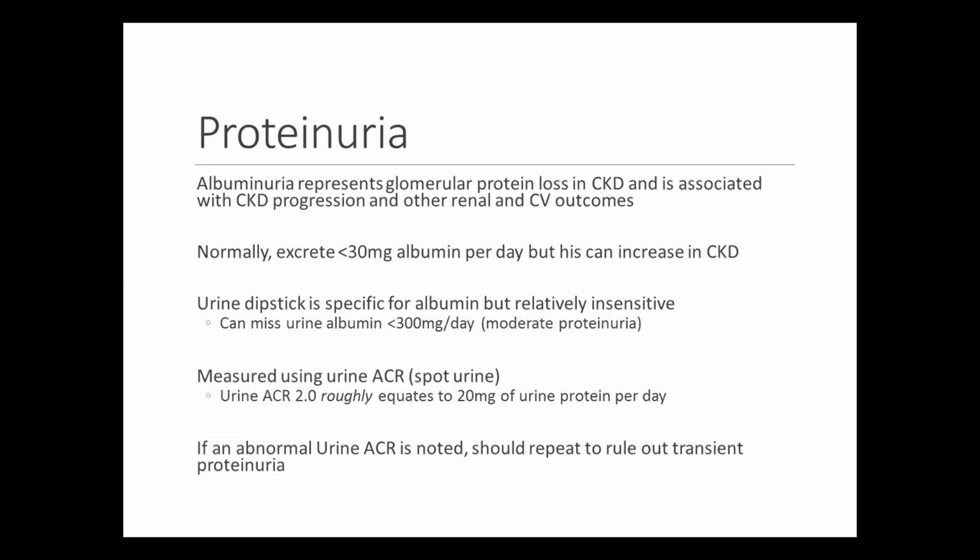I will say that if you note an abnormal urine ACR, you should repeat it once or twice to rule out any evidence of transient proteinuria. And transient proteinuria is common and can happen in episodes or at times of significant elevation in blood pressure, strenuous exercise, fevers, urinary tract infections, etc. So it's not necessarily indicative of glomerular protein loss. There are some other causes for it, which is why it should be repeated.